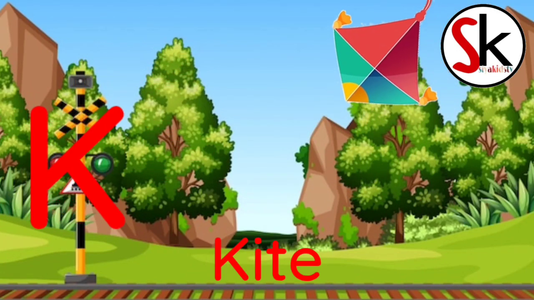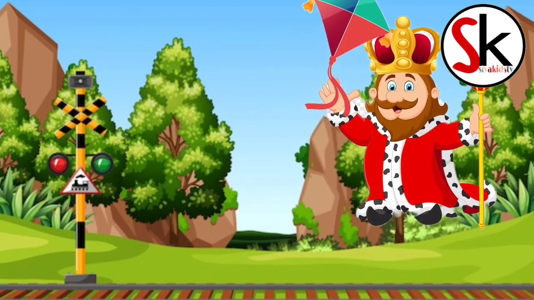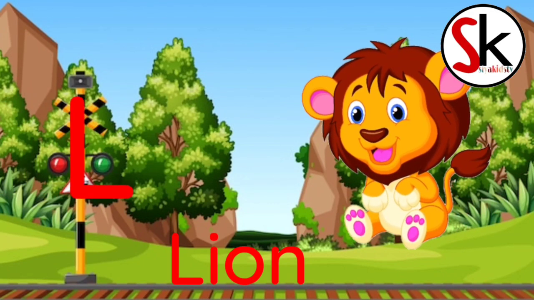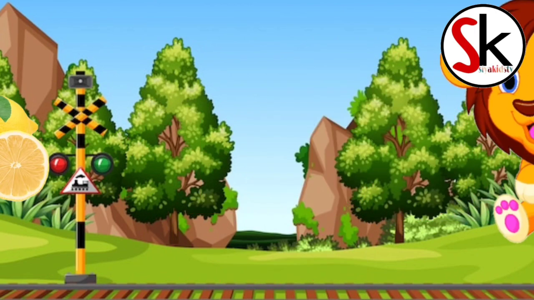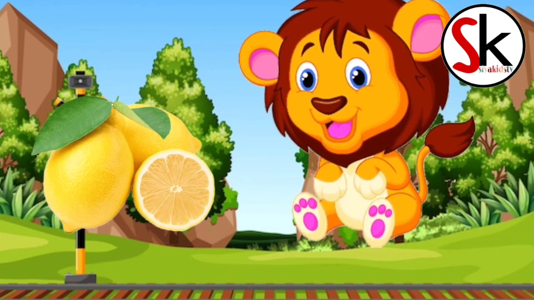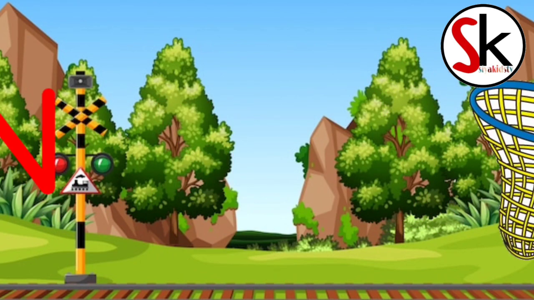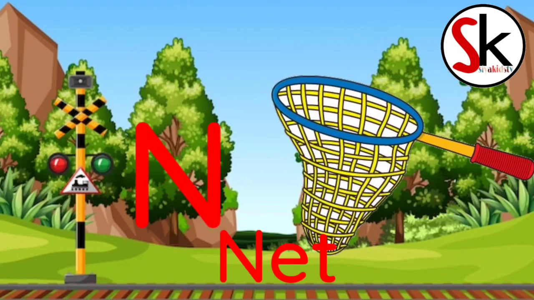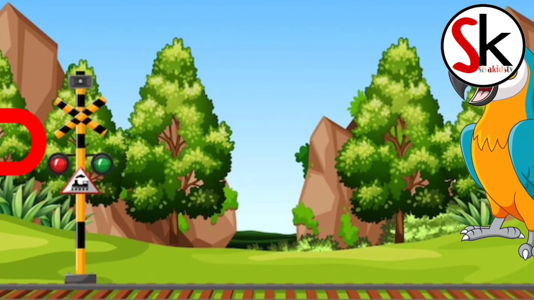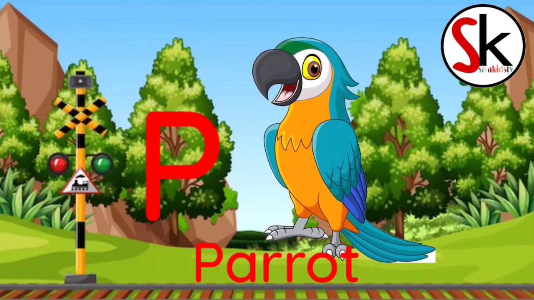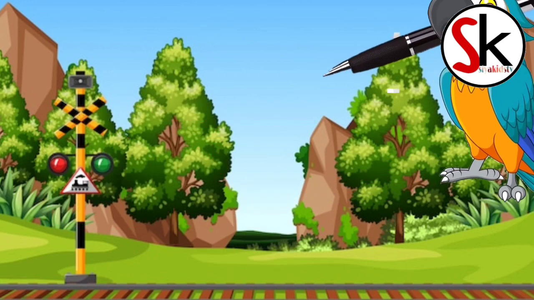K for king. K for kite. King. Kite. L for lion. L for lemon. Lion. Lemon. N for nose. N for net. Net. P for parrot. P for pen. Pen.